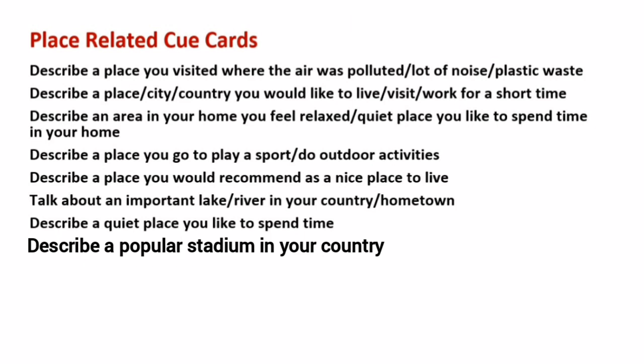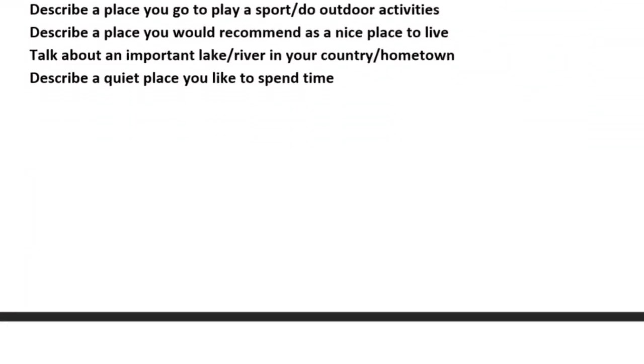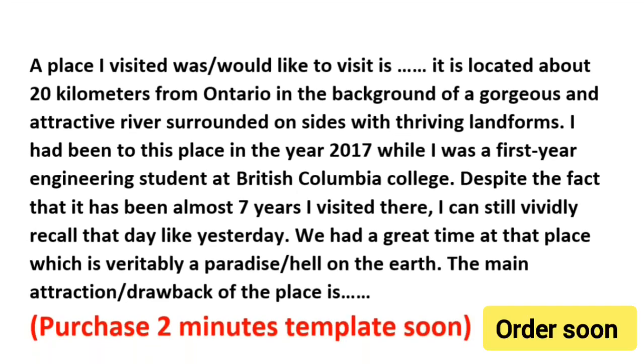Describe an area in your home you feel relaxed, or a quiet place you like to spend time. Describe a place you go to play a sport or do outdoor activities. Describe a place you would recommend as a nice place to live. Talk about an important lake or river in your country or hometown. Describe a popular stadium in your country. You can use these sentences to start your cue card.